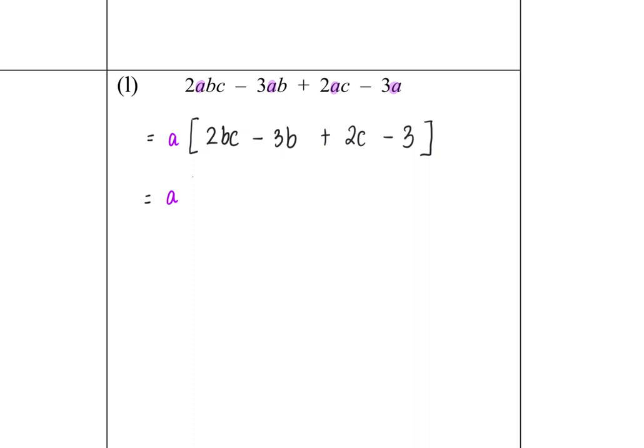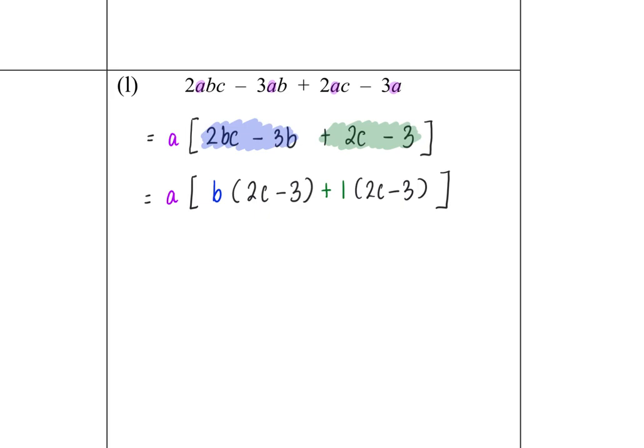Next, we'll kickstart my factorization by grouping. So this is the first group, and this is the second group. And from here, I saw that b is the common factor. Left with 2c minus 3. And I also saw that the other group, there's no common factor. But applying what we have tried thus far, I'm going to rewrite it as plus 1 times 2c minus 3.